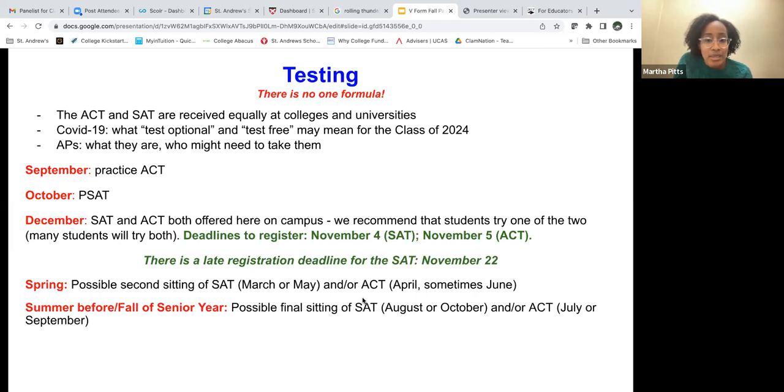or the ACT, in April, sometimes June. And in the summer, there are also additional opportunities to sit for the SAT, beginning in August and early fall, October, and for the ACT, July or September.